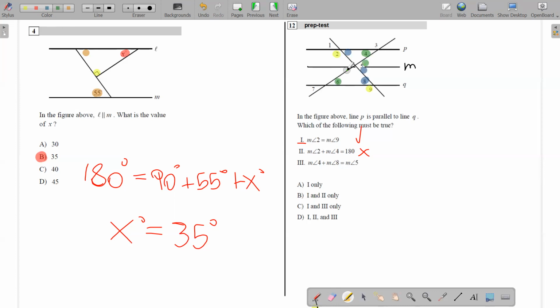Okay, so again, for the same statement of alternate interior angles, when I draw a line that is parallel to P and Q, line M, those angles in between 5 are also the same as 4 and 8. So 5 is actually the result of 4 plus 8. So this statement is also true. Since we know that our right statements are statement number 1 and statement number 3, I know that my right answer is answer C.